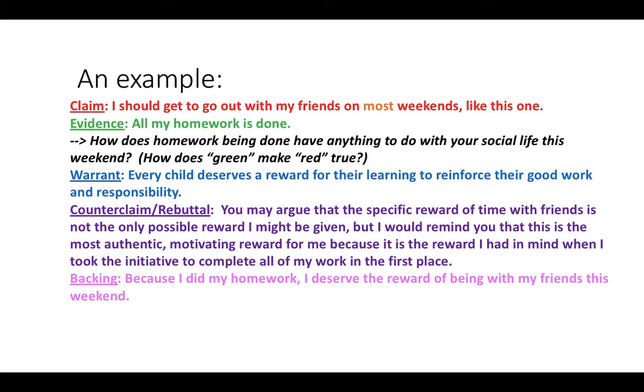So you can see that all of these blue, purple, pink parts work together to explain how the green makes the red true. And then Toulmin talks about something called a qualifier, which we can get into later, but in this case, the qualifier is the word most.